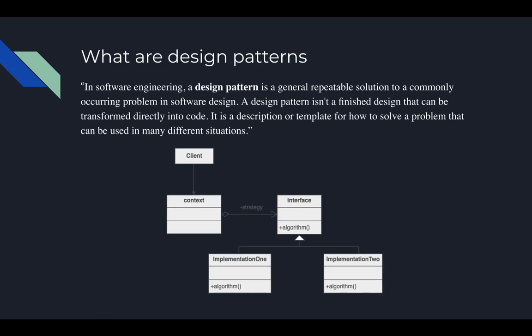Anyways, so what are design patterns? In a nutshell, a design pattern is a solution template that you can use to solve a specific thing. A more formal definition: a design pattern is a general repeatable solution to a commonly occurring problem in software design. A design pattern isn't a finished design that can be transformed directly into code. It's a description or a template for how to solve a problem that can be used in many different situations.